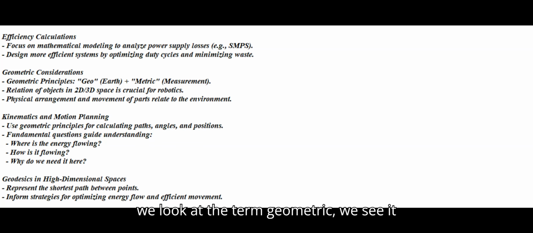When we look at the term geometric, we see it consists of geo and metric. This essentially tells us about the path of a line, as one of the foundational axioms of geometry is the concept of the infinite line. Geo refers to geography in a 3D space, while metric relates to the distance that the line spans. So, geo, meaning Earth, captures the spatial aspect, how objects relate to each other in a given space, whether 2D or 3D. In robotics, this relates to the physical arrangement and movement of parts concerning the environment.